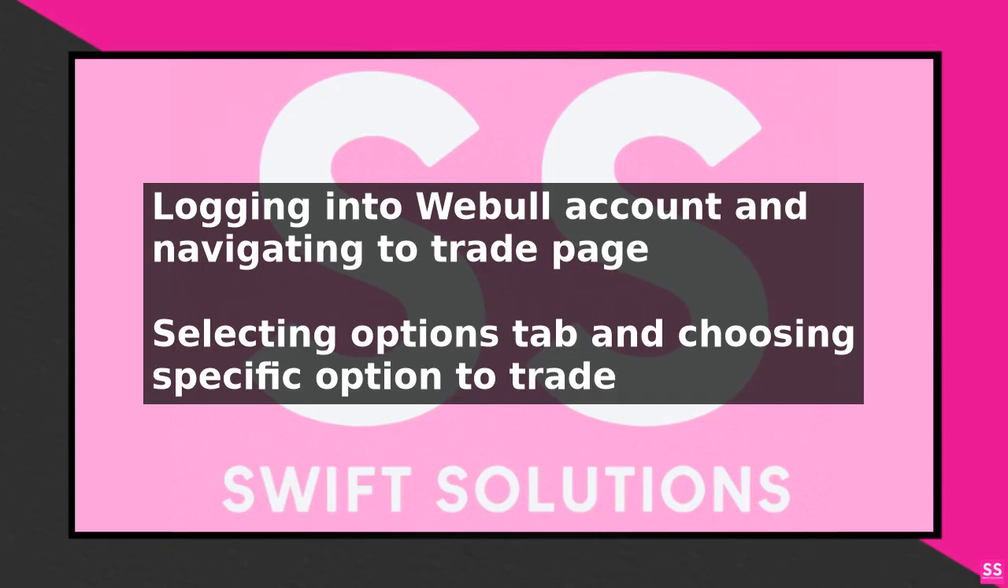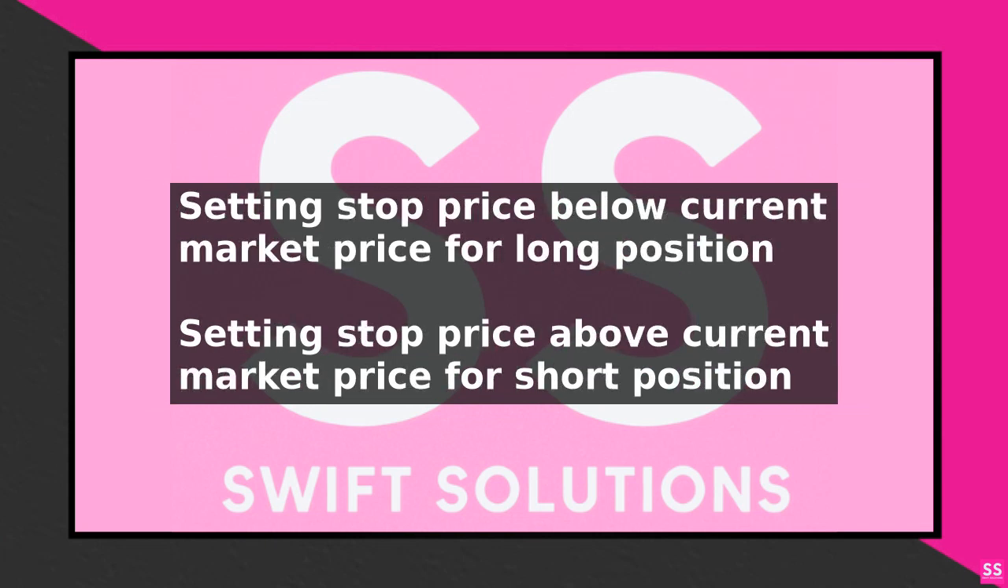A stop limit order is a type of order that allows you to set a stop price and a limit price. The stop price is the price at which the stop limit order is triggered, and the limit price is the price at which the order is executed.